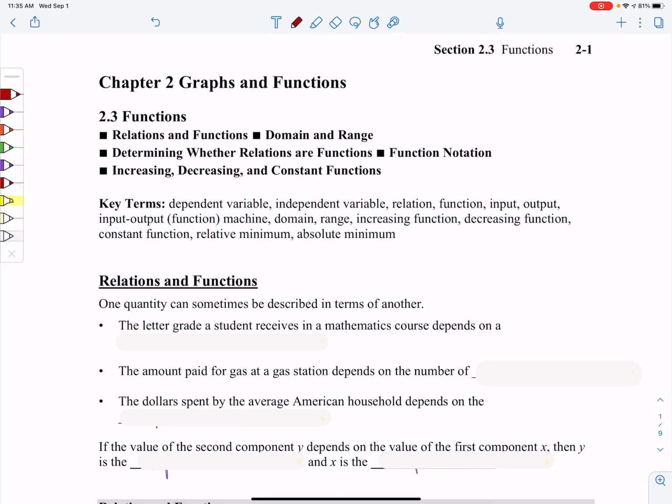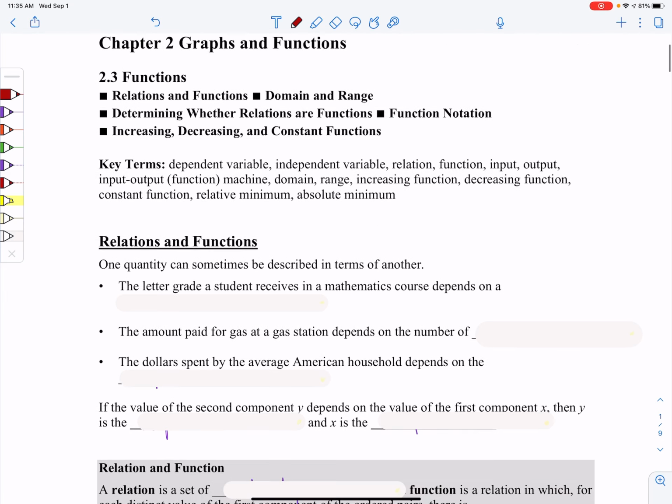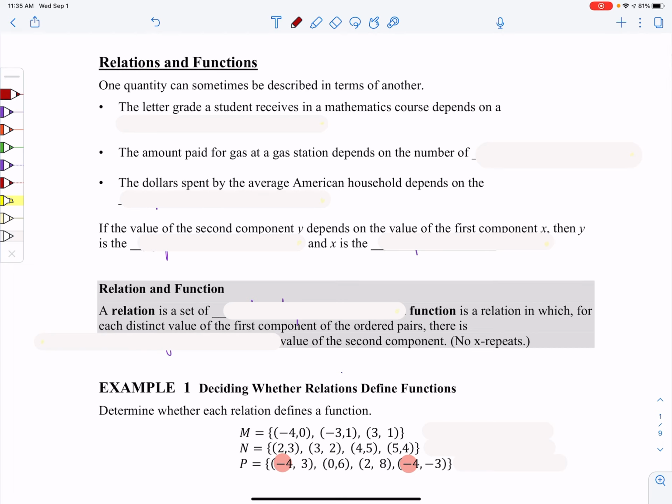This is the first of 3 videos on section 2.3, and I'm going to be introducing the concept of relations and functions to you. So let's just take a look first of all at some ways that we talk about things in our common English language, and it'll set us up for what a relation is in math.